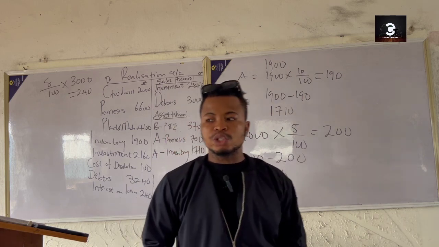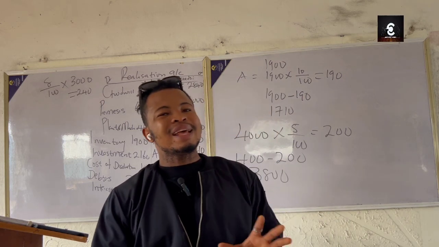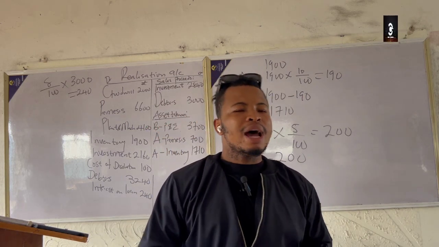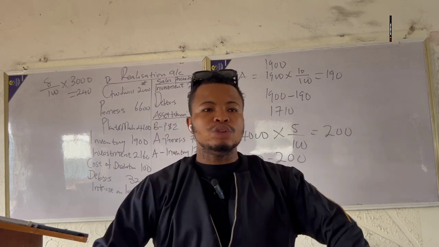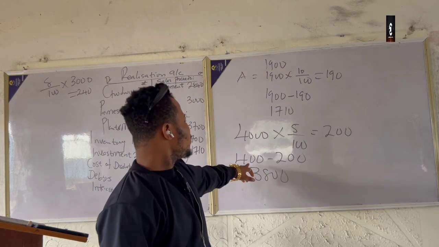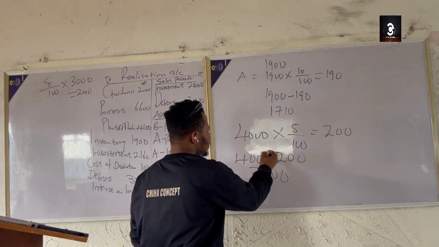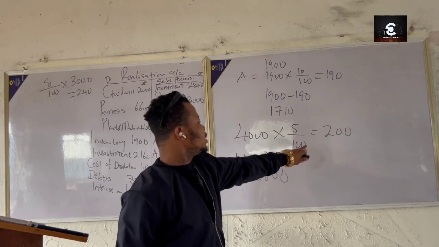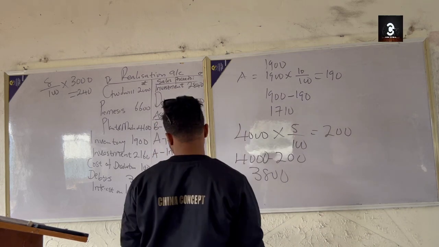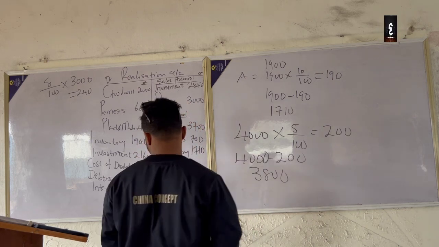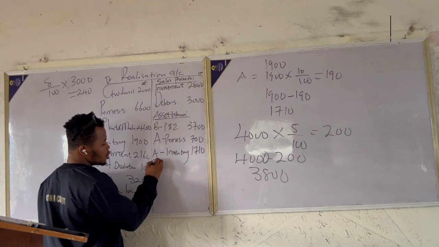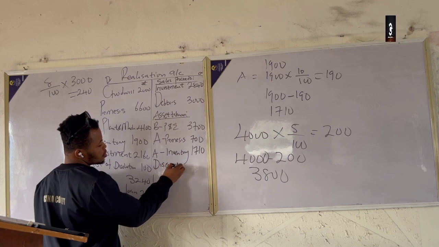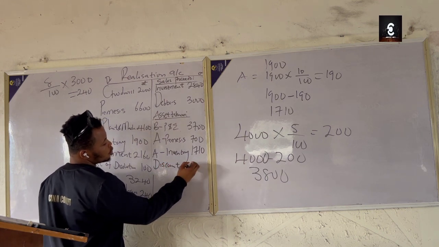I repeat this situation, that we are paying creditors less 5% discount, and this amount is going to constitute revenue to the business. What do we do? We say 4,000 times 5 over 100, which will give us 200. This is our discount, and it will come in our realization. So we call it discount, which is 200.